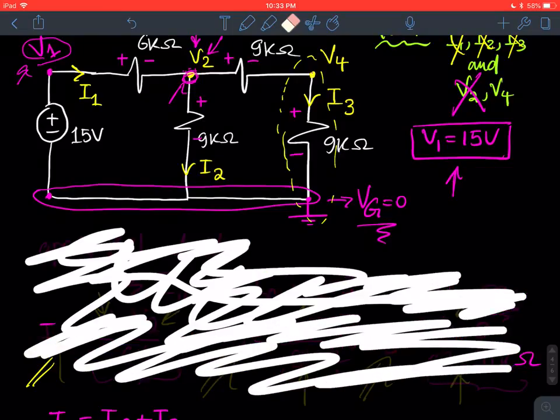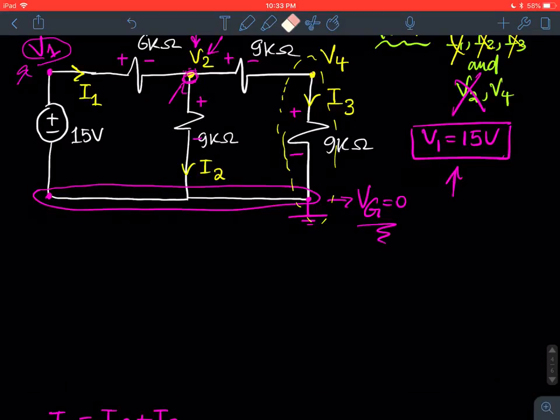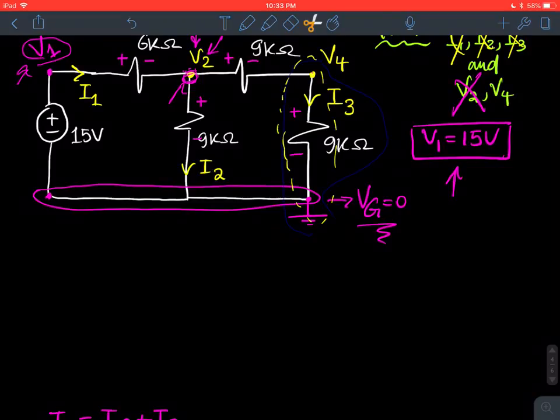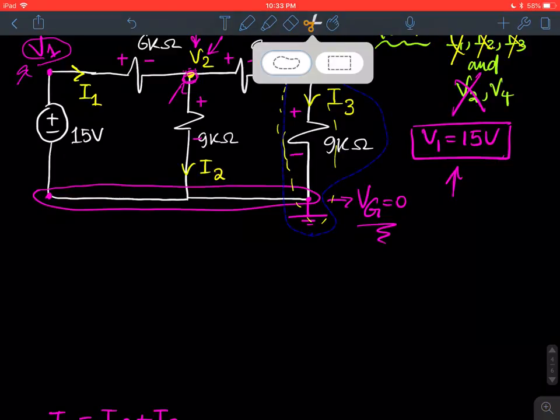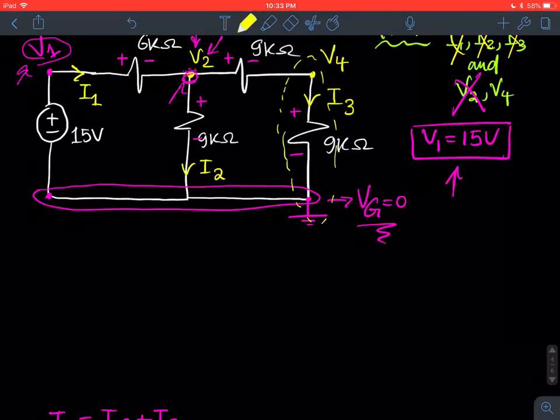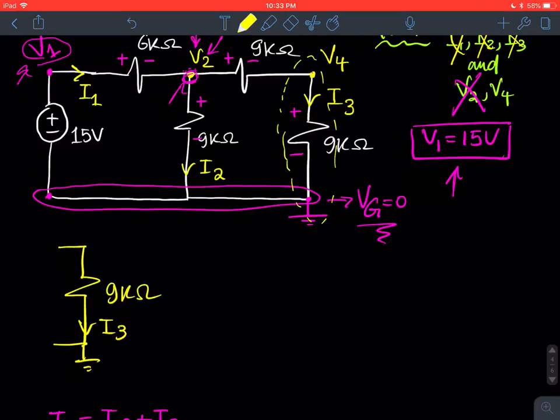So I'm going to redraw this part of the circuit. Let me just cut it out. Okay, so I'm just gonna redraw it. You have this resistor, and I3 is still flowing through here. This is ground. You have a 9K, and you have V4.